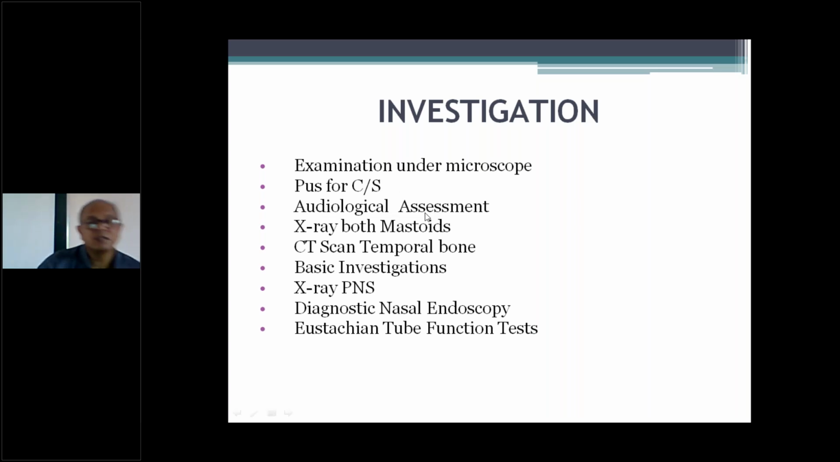Audiological assessment, obviously you have to do. Again, it is not always mandatory that an attic cholesteatoma will have hearing loss. But if the plan is to go for a modified radical mastoidectomy, then you have to tell the patient that the hearing benefit will not be as good as they expect.